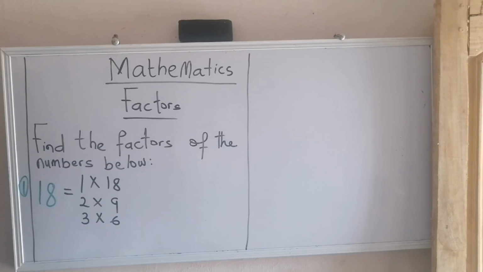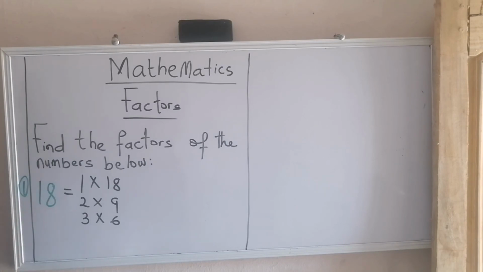5 times 4, so 5 can go. 6, we've written 6. 6 times 3 is 18, so there's no need to repeat it. 7 times something cannot give you 18. Neither can 8 times something give you 18. We have covered 9. So these are the numbers that if you multiply with each other can give you what?